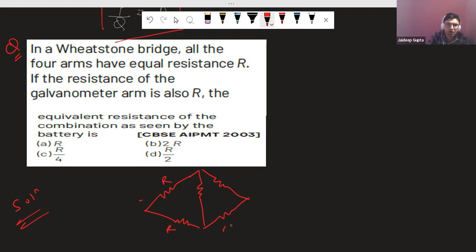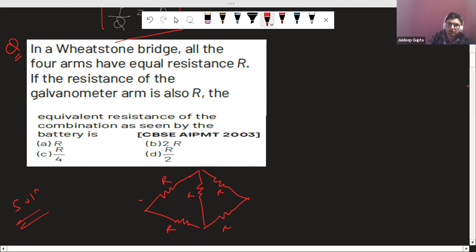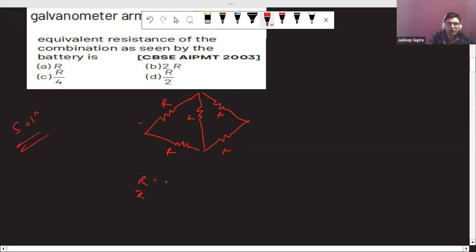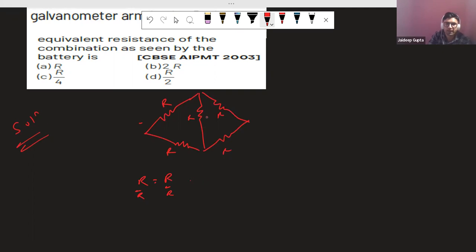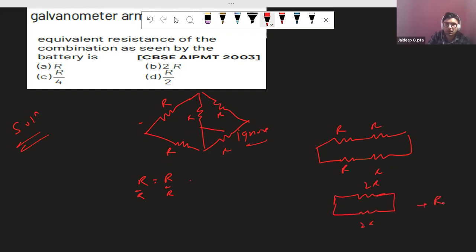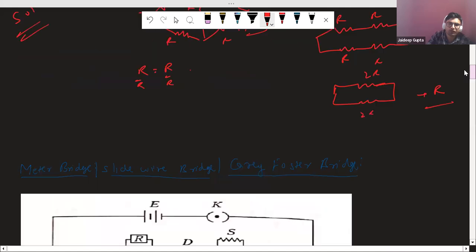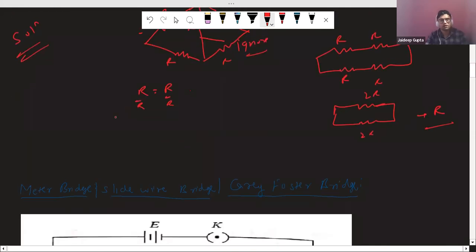So, R, R, R, R, and R. So R over R equals R over R. Okay, the ratio is equal, that is a balance condition. We can ignore this one. So this is R, this is R, this is R, this is R. If you calculate it, it would be 2R, 2R, then this is R. Okay, is it clear to everyone? Answer is R.